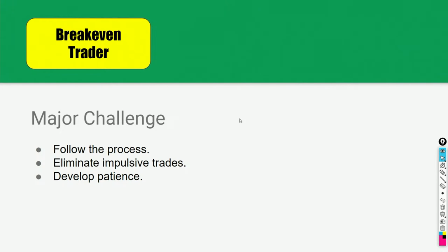Break-even trader. So what are the major challenges for a break-even trader? First is he needs to follow the process. If you are a break-even trader and if you look into the last 10 trades, you have some profit, some loss making, or if you cannot look back, you don't have records, you track your next 10 trades and see what happens. Whenever you make money, you are following the process. Whenever you lose money, you do not follow the process. You break your rules and you pay the price.